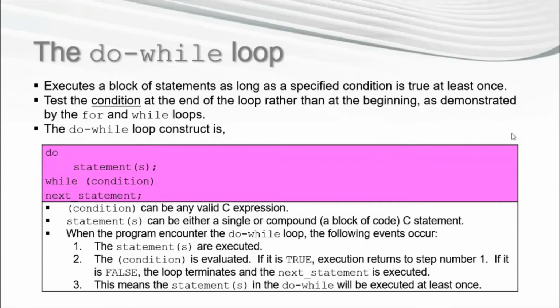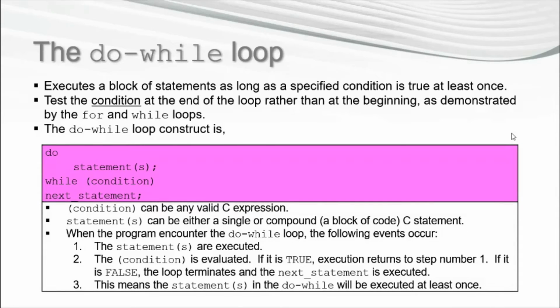But in the case of the do while loop, first a block of code is executed, then the specific condition is given, then the condition is checked. So the do while loop executes a block of statements as long as a specified condition is true, at least once. That is, this particular block of code is executed at least once, even if the condition is false. But in the case of the while loop as well as the for loop, if the condition is false, it won't execute it anymore.